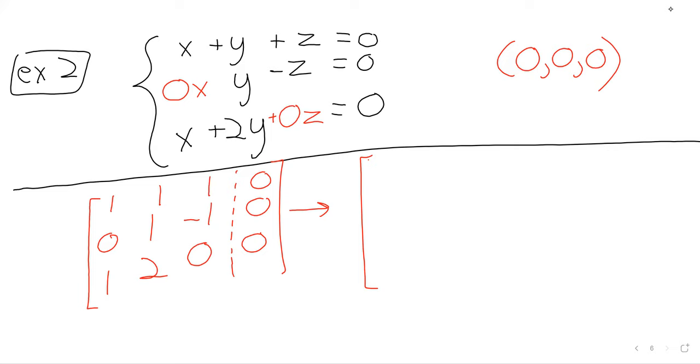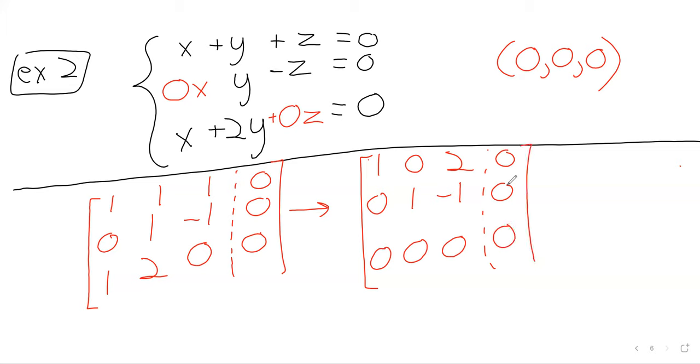But let's look at this further. Let's see, where is it? 1, 0, 2, 0. Zero, one, negative one, zero. And then 0, 0, 0, 0. Let's remember that our columns correspond to variables, except for that last column, which corresponds to equality. And let's remember that these rows correspond to equations.